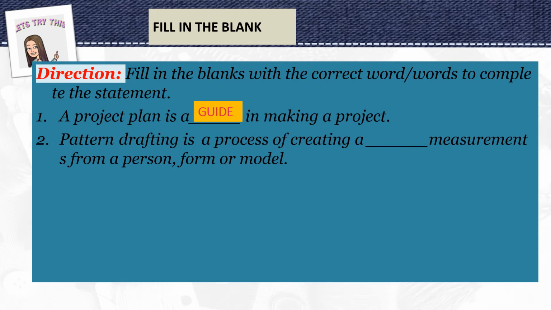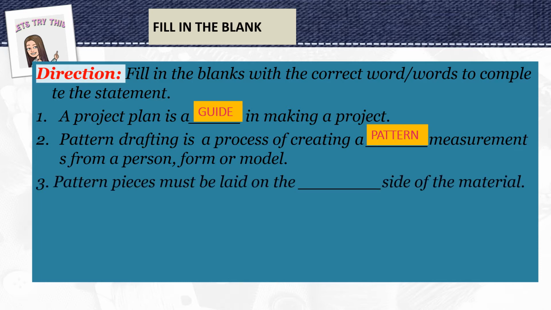Next, number 2. Pattern drafting is a process of creating a blank measurements from a person, form, or model. So what do you think is the answer in number 2? Okay, pattern. Pattern drafting is a process of creating a pattern, measurements from a person, form, or model. Next, number 3. Pattern pieces must be laid on the blank side of the material. So the answer is wrong side of the material.